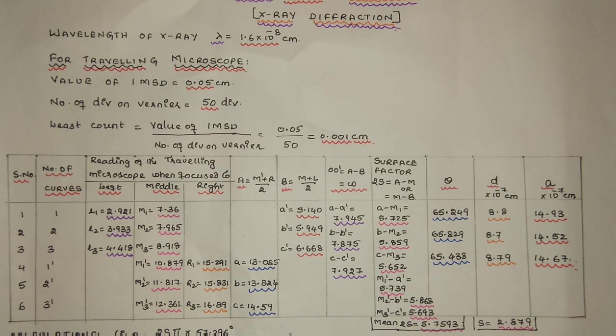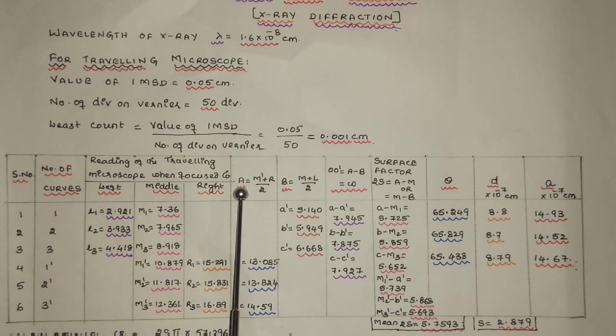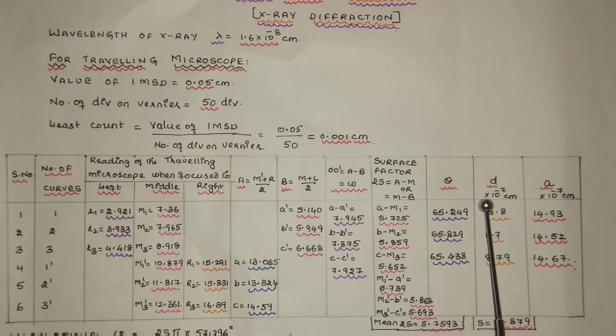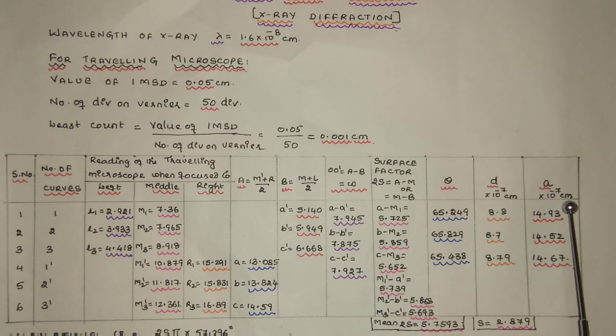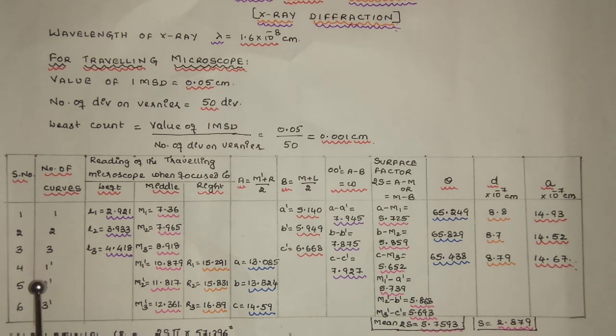And this is the tabular column, consisting of serial number, number of curves, and reading of the traveling microscope when focused to left, middle and right, and A is equal to (M dash plus R) by 2, B is equal to (M plus L) by 2, and omega is given by A minus B, and the surface factor 2S is equal to A minus M or M minus B, and theta, D is the interplanar distance, A is the lattice parameter. We are calculating these, and you are observing these are the readings taken from the traveling microscope for the given diffraction pattern.